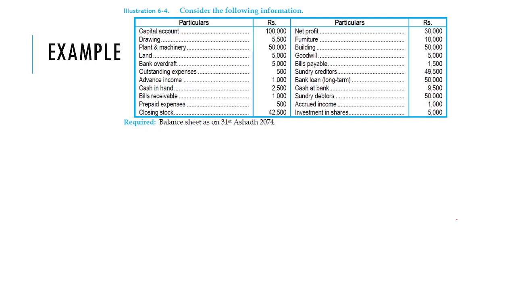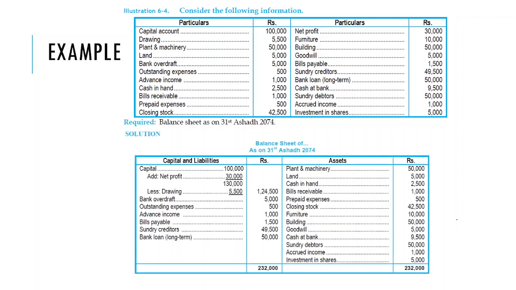Now, in order to prepare a balance sheet, first you need to draw the format. At the top, there should be the name of the company along with the date. So here it is the answer: balance sheet of dash dash dash. Here it is just a dash, because the name of the company is not given in the question. So if the name of the company is not given in the question, just leave it blank, like balance sheet of dot dot dot. And then as on 31st of Asad 2074, as the date is provided in the question, here you can see the date. So the same date should be written over there.